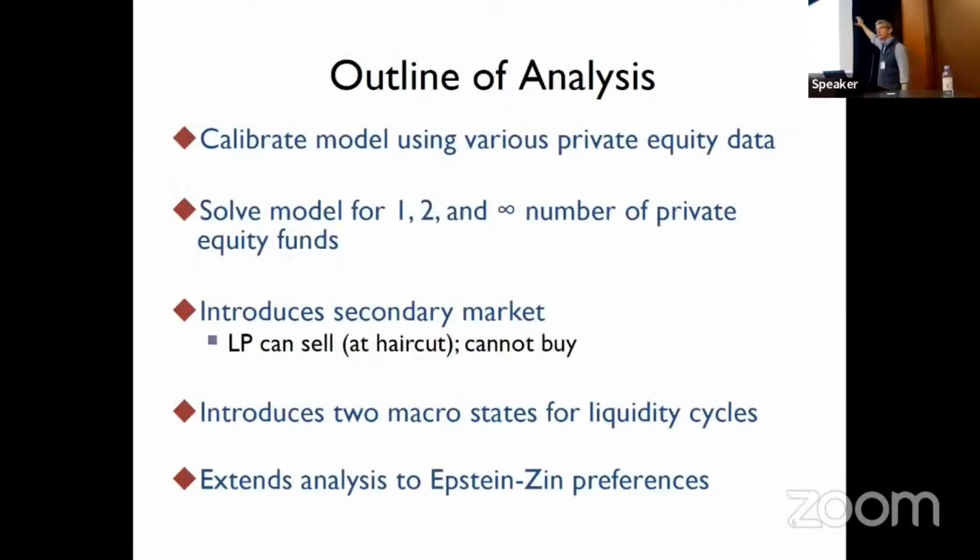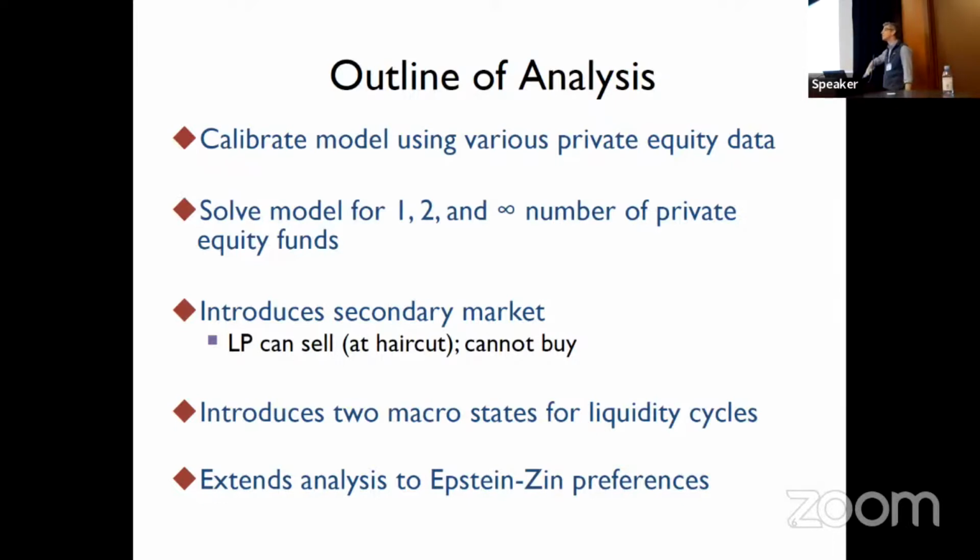I'm not going to go into the details of all the analysis. There is a lot of stuff here, so let me just outline in bullet points what is going on. We're calibrating the model using various private equity data. I'll get back to that a little bit later. We solve the model for investments in 1 to an infinite number of funds. We introduce a secondary market. You can only sell at a haircut; you cannot buy, so this is reasonable as well. We introduce 2 macro states to adjust for liquidity cycles.